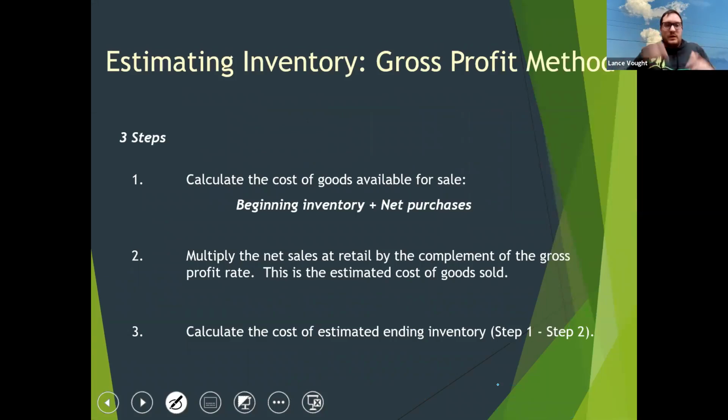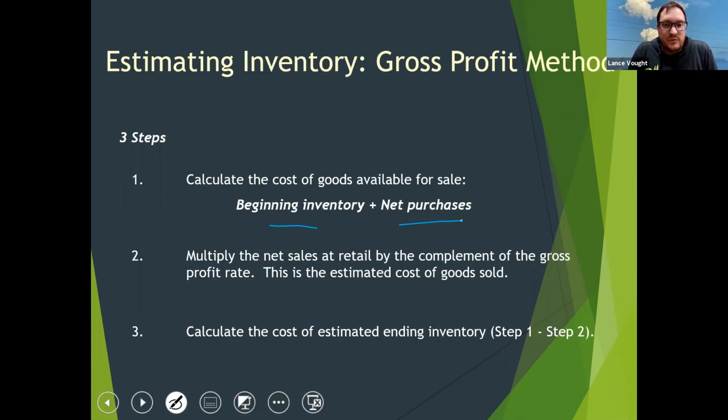The next way to estimate inventory is to use the gross profit method. So first things first, you need to calculate the cost of goods available, which is your beginning inventory as always, plus your net purchases, meaning the net change between the units that you bought and the units that you sold after you bought.